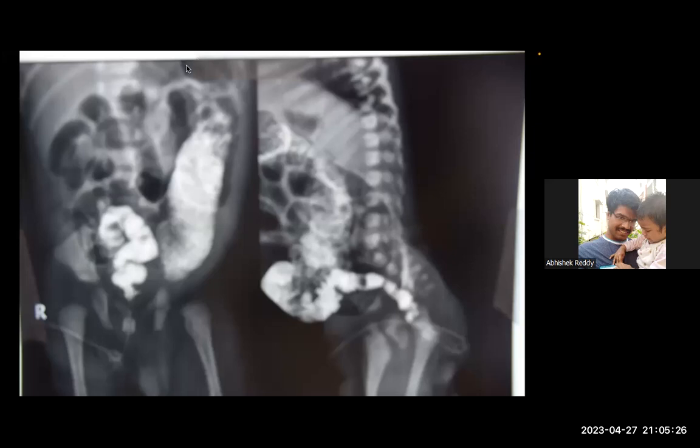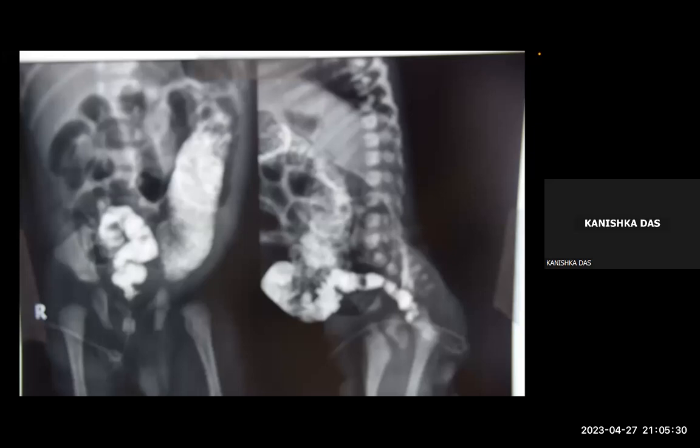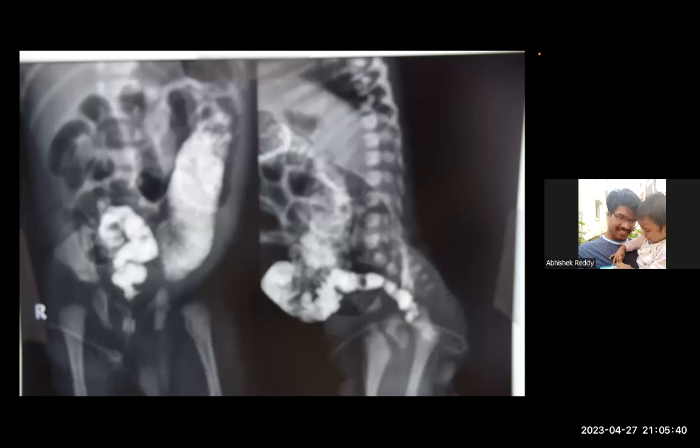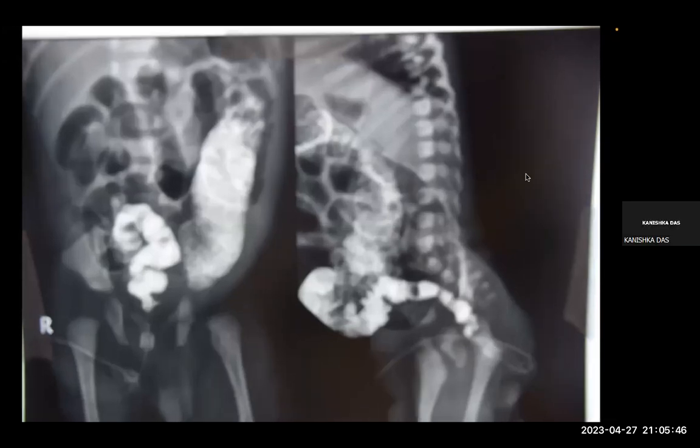So this is Abhishek sir from Narayana. Yes, Abhishek. So this is a contrast enema, which is showing altered recto-sigmoid ratio with transition zone. Suggestive of, you again start from one end. You have started from the enema thing, no? So you say it's a contrast enema.